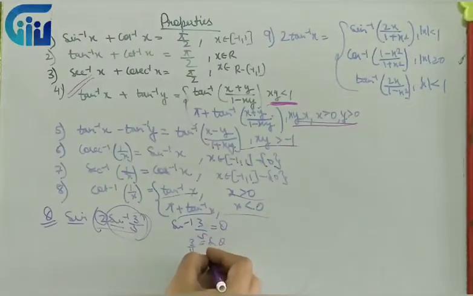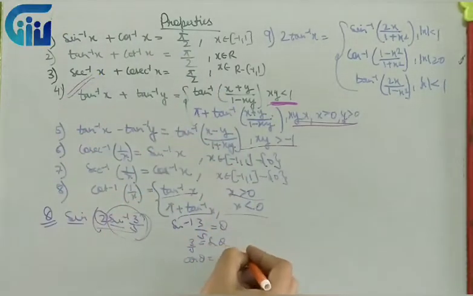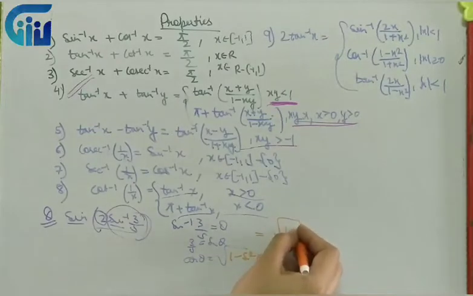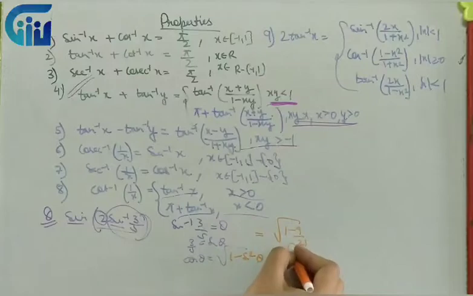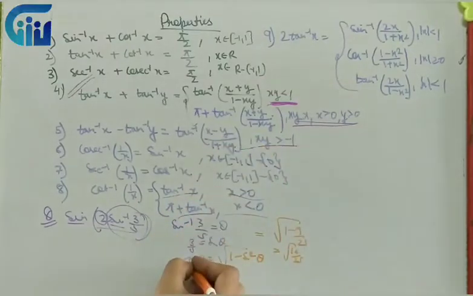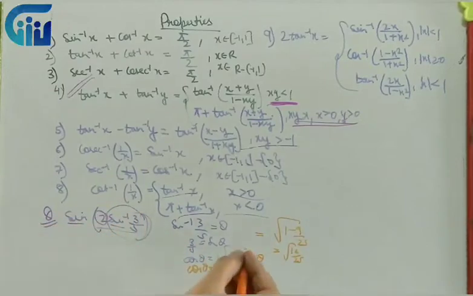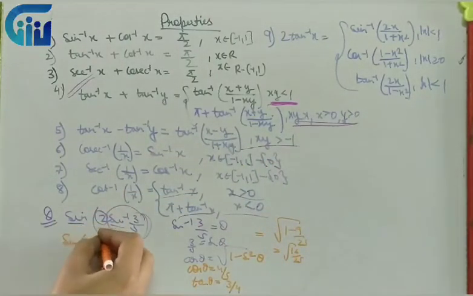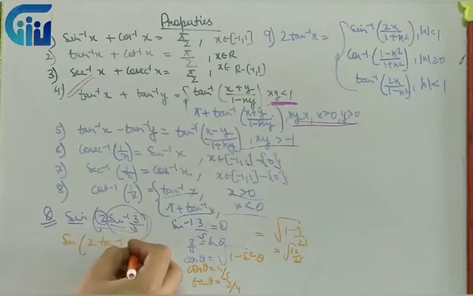Cos theta I know is under root of 1 minus sin square theta, right? So this will be 1 minus 9 by 25, which is 16 by 25. Hence, cos theta will come out to be 4 by 5. So I can write from here tan theta as 3 by 4, right? So now I will change this to 2 tan inverse 3 by 4.